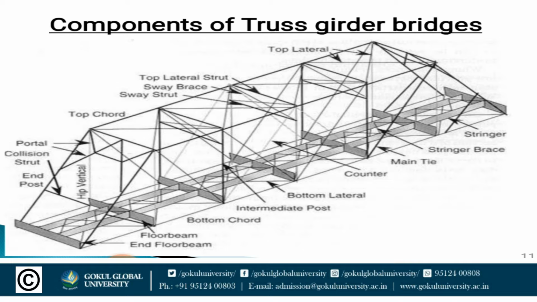Components of the truss girder. This figure gives the different components in the truss girder. The base of it is the bottom chord member. It is the combination of the end floor beam, intermediate post, bottom lateral, counter, main tie, string brace, stringer. Upper one is the top chord member, which is the combination of the top lateral truss, sway brace, sway truss, portal strut and end post. So this figure gives the different components of the truss girder of the bridge.